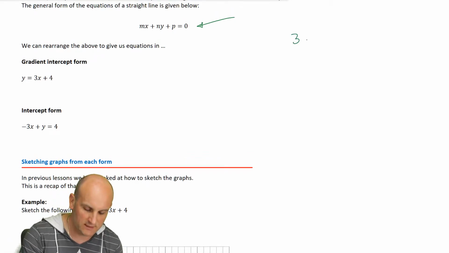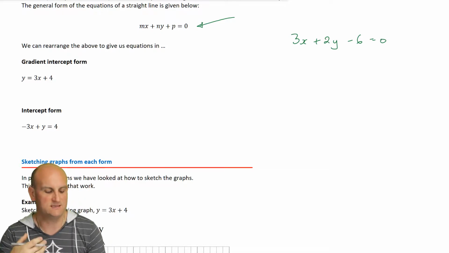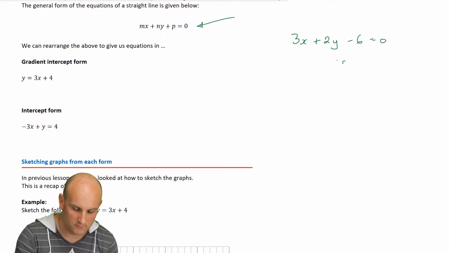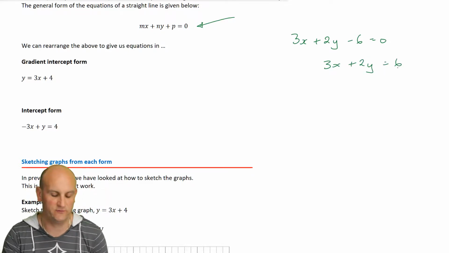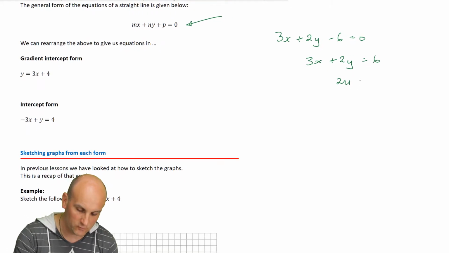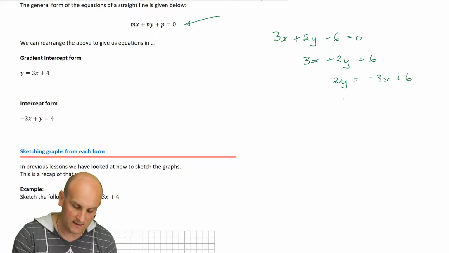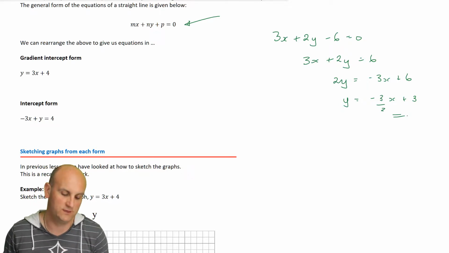So if I had something like 3x plus 2y minus 6 is equal to 0, well, that's the general form of that equation, but we can rearrange that. We have 3x plus 2y is equal to 6, so I've just added 6 to both sides. I can rearrange that to have 2y is equal to minus 3x plus 6. We're getting closer, and I can then divide everything by 2 to have y equals minus 3 on 2 x plus 3. And there are 3 different forms that we would like to use.